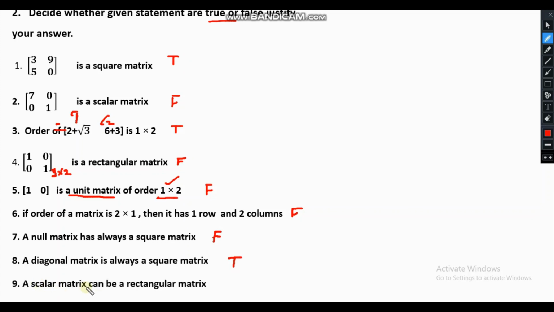A scalar matrix can be a rectangular matrix. We know that a scalar matrix is always a diagonal matrix, all of whose diagonal elements are equal. So a scalar matrix can be rectangular is false. It is not rectangular, because the diagonal elements of the matrix are equal. So this is false.